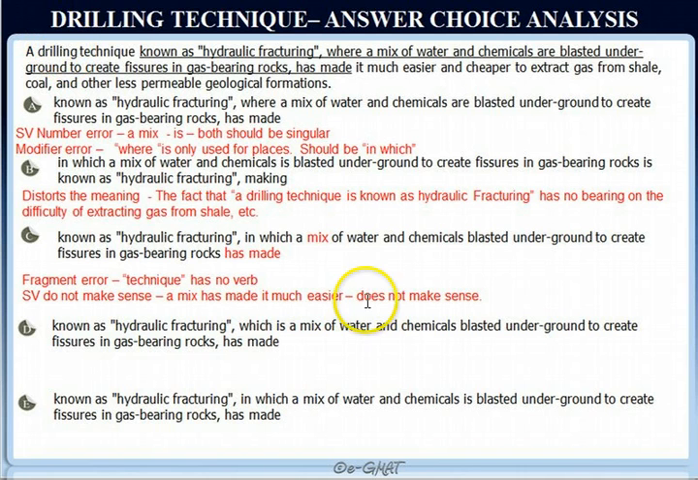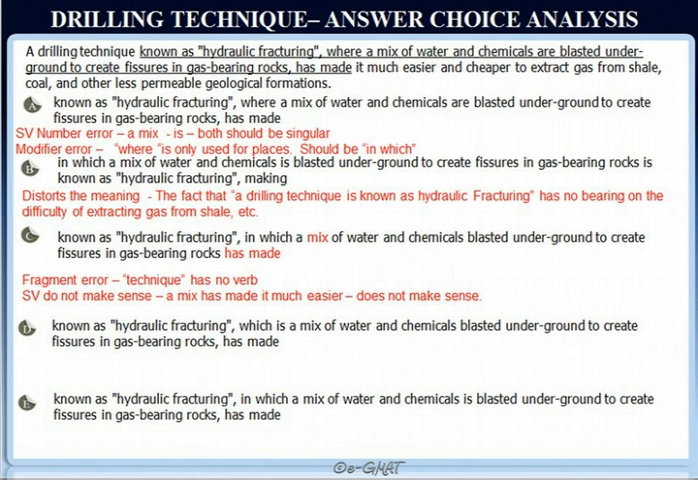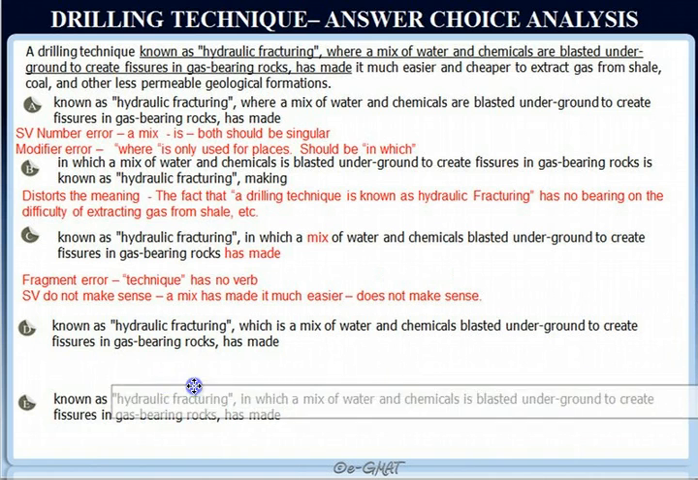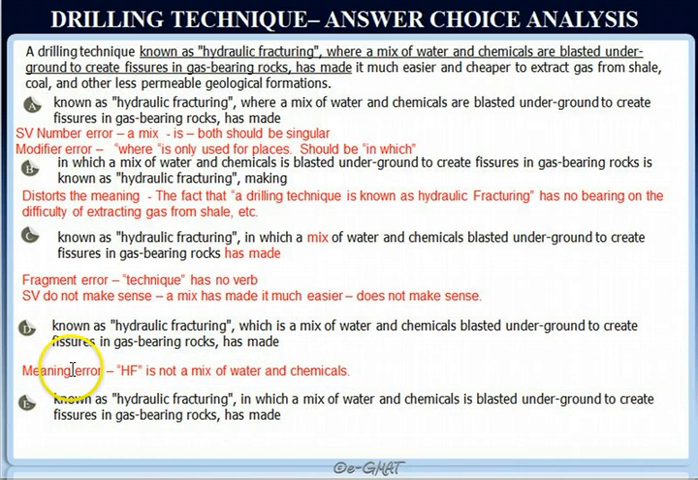So the error in choice C is no longer in choice D. But notice here it says that hydraulic fracturing is a mix of water and chemicals. That is not correct. I mean, hydraulic fracturing is not a mix of water and chemicals. Hydraulic fracturing is a technique in which a mix of water and chemicals are blasted. So again, there is a meaning error here.